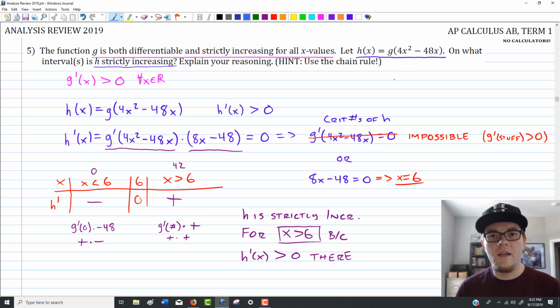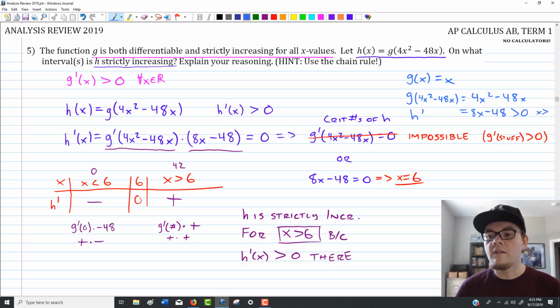But what Mighty did when he took this test was he thought to himself, not sure what to do, but it says that I have a strictly increasing function g of x. So he picked a strictly increasing function to use. And he said, okay, well, let's figure out where that one is strictly increasing. So if that's g of x, g of 4x squared minus 48x is going to be equal to 4x squared minus 48x. And that's going to be differentiated then. The derivative of this, which we called h prime, would be equal to 8x minus 48. And then he could clearly see that this is greater than 0 when x is greater than 6.